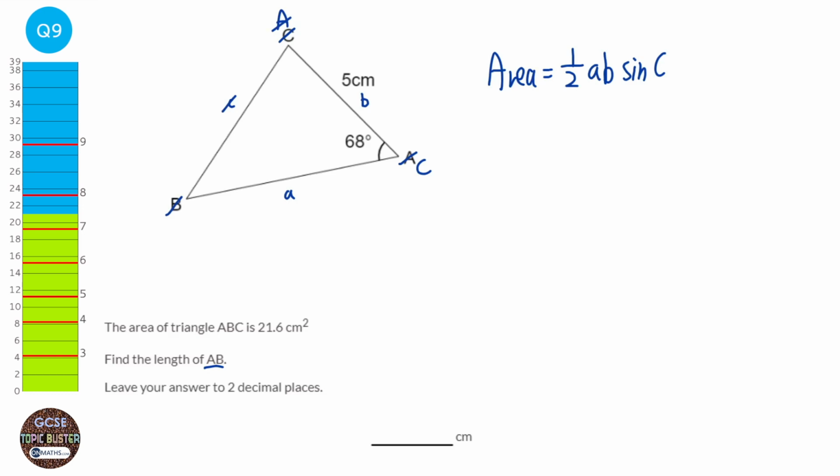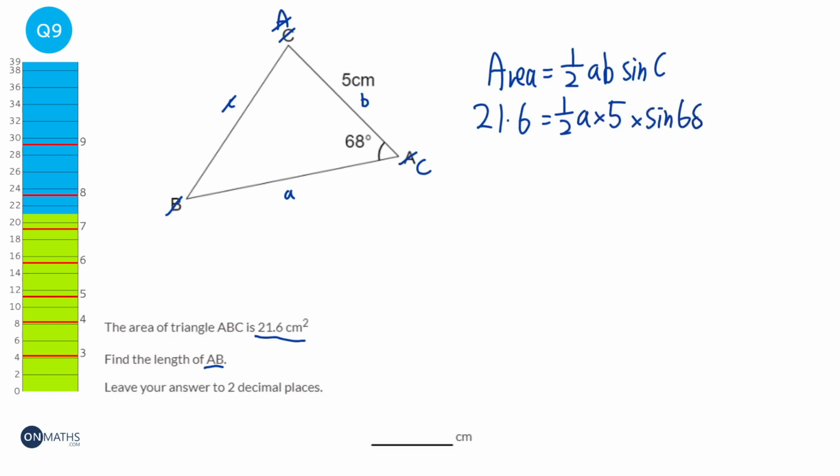The area is given to us in the question as 21.6. And we're looking for a, but b is 5 and C is 68. And so all we need to do here is rearrange all of this. And we're going to start just by working out what half times 5 times sine 68 is. And that's going to be 2.317 and so on. That's times a.